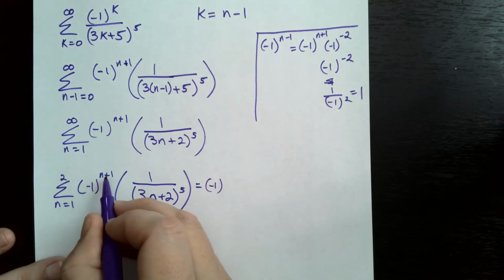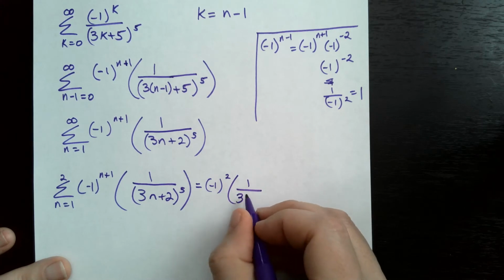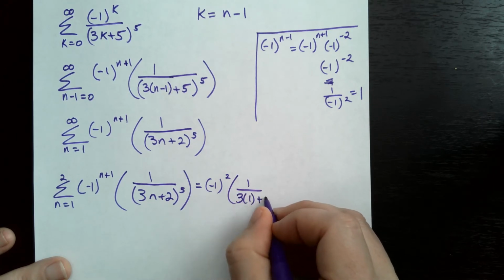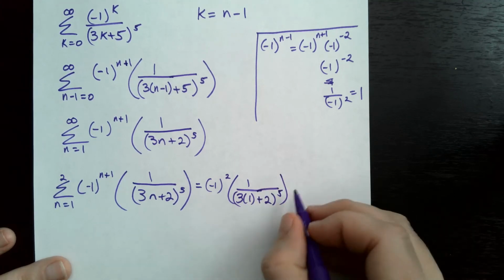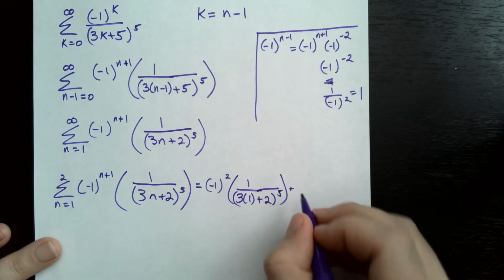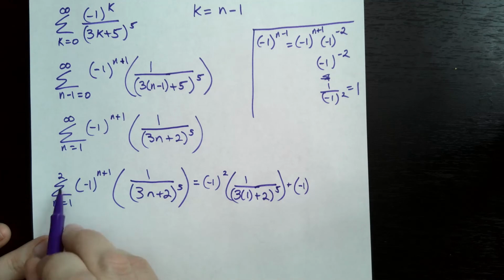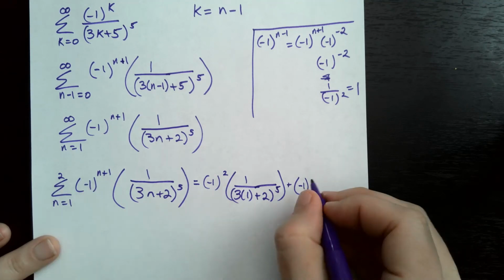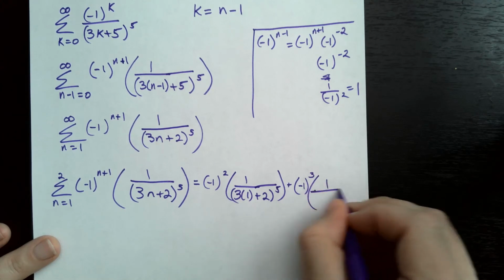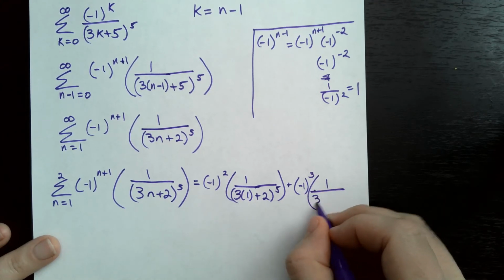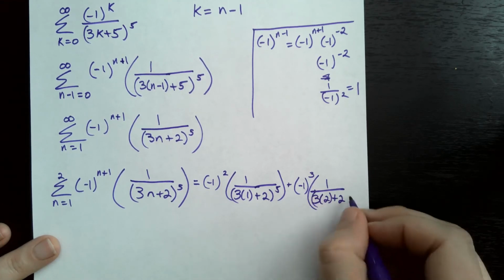If we plug in a 1, 1 plus 1 is 2, so negative 1 to the 2 times 1 over 3 times 1 plus 2 to the fifth. That's the first term. Plus negative 1 to the, now we're plugging in a 2, 2 plus 1 is 3, to the 3 power, times 1 over 3 times 2 plus 2 raised to the fifth.